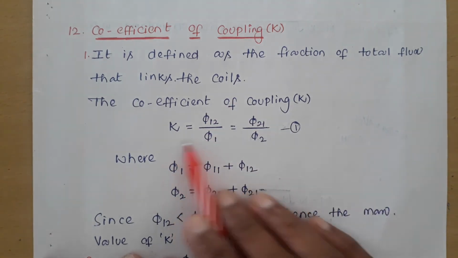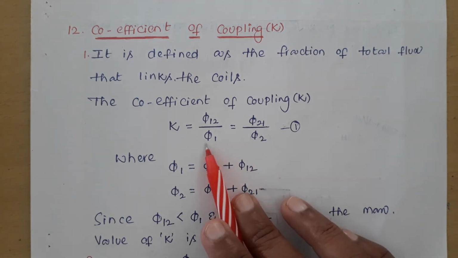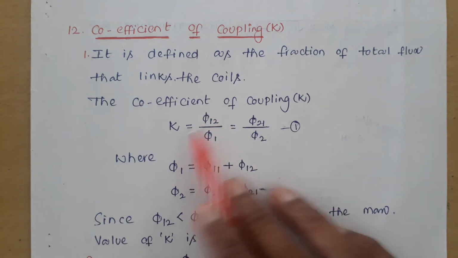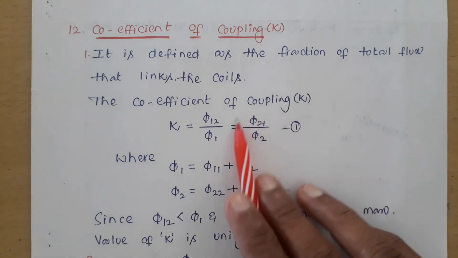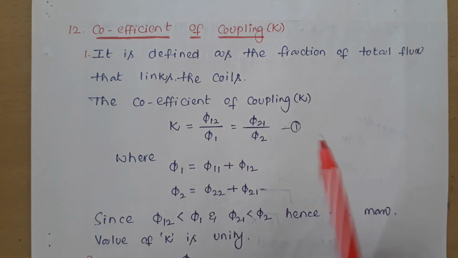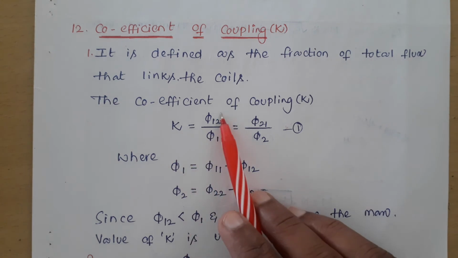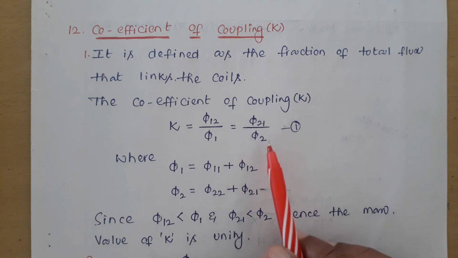So here phi 1 is the total flux of current I1, and phi 2 is the total flux of current I2. Out of total flux phi 1, phi 12 is the flux which is touching both the coils. Out of total flux phi 2, phi 21 is the flux which is touching both the coils. It is a fraction of total flux which links the coil. So K equals phi 12 by phi 1 equals phi 21 by phi 2.